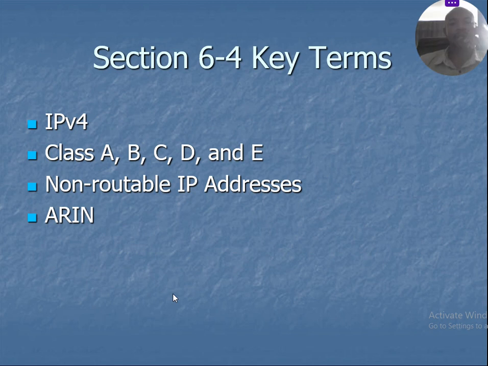So that's all we have for today. The things we've taken a look at are IPv4, the different classes from A to E, non-routable IP addresses, the private IP addresses, and then we talked about ARIN. So that's all we have for this section.